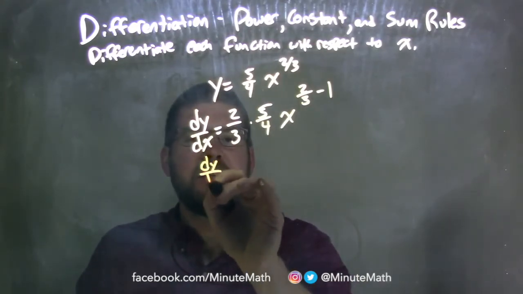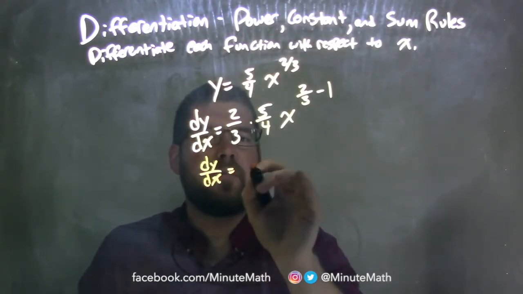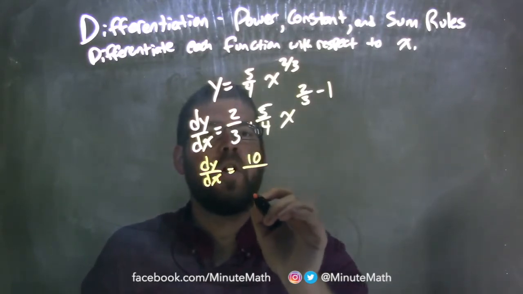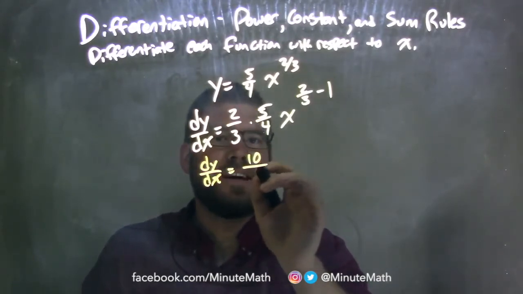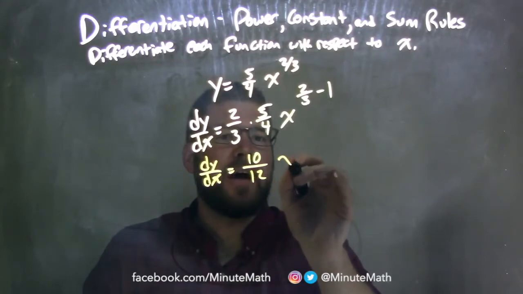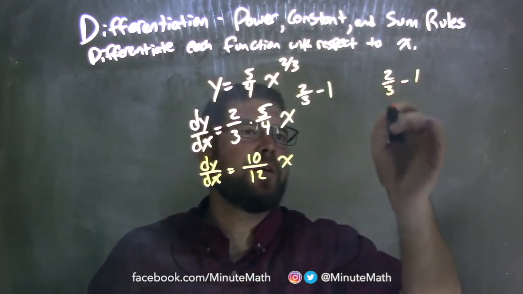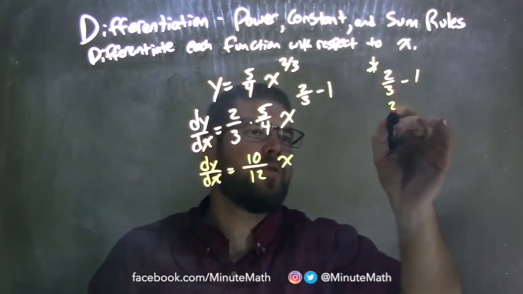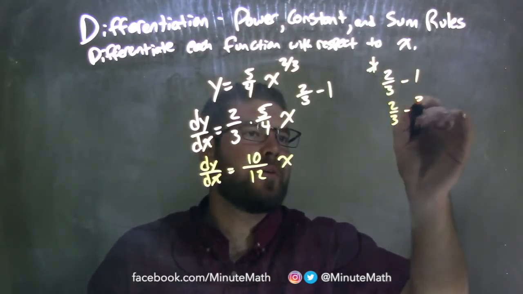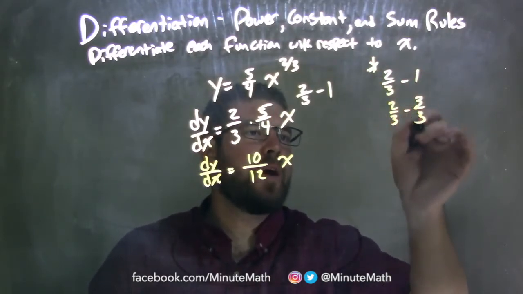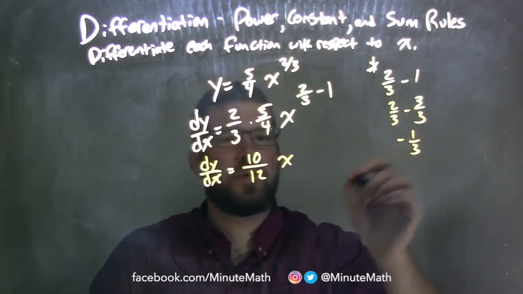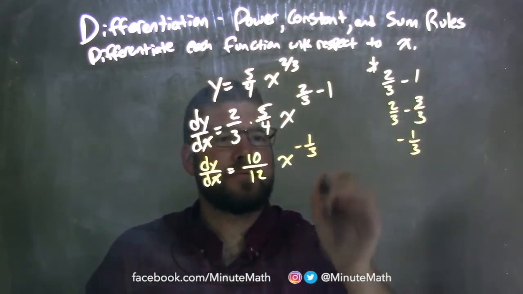Dy dx is equal to 2 times 5, which is 10, over 3 times 4, which is 12. Okay? X to the, now what's 2/3 minus 1? Well, 2/3 minus 1 is the same thing as 2/3 minus 3/3, which is a negative 1/3. Okay, so x to the negative 1/3 power.